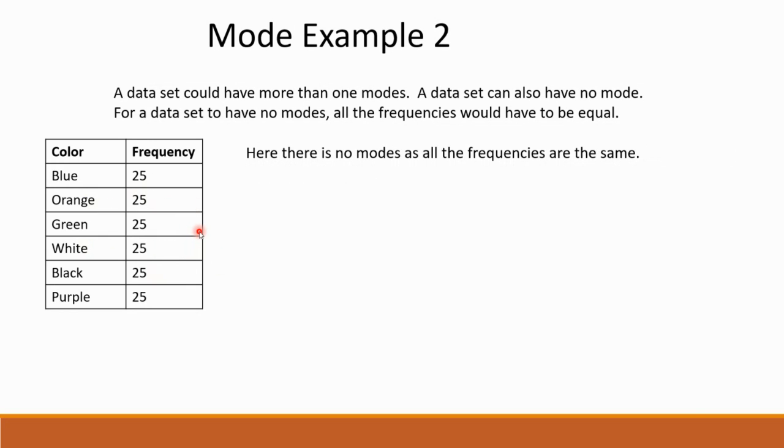You could also have something like this where there is no mode. All data values appear the same number of times. So that's another example. Okay, so that's what mode is.